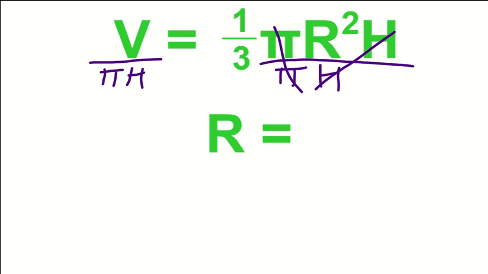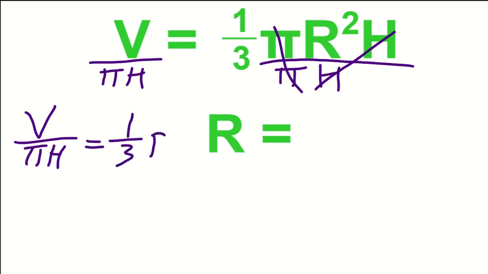So now I have volume divided by pi and height equals 1/3 times radius squared. Oh, this is the volume. This is how you find the volume of a cone. So, all right, now I got a 1/3. What do we do with that? Multiply by 3 would work, yeah.